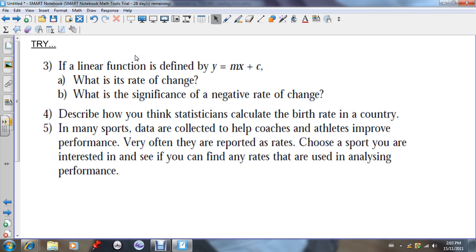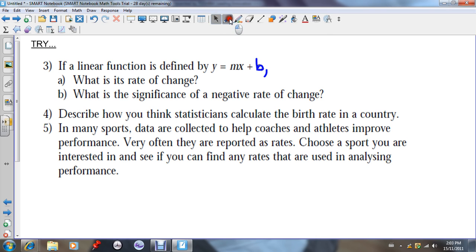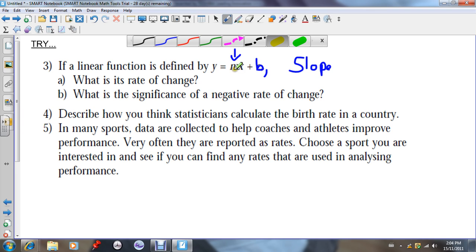Number 3 says if a linear function is defined by y equals mx plus c. Now, we are used to seeing this. We're not used to seeing c. What are we used to seeing? b. Guess what? Same difference. Now, what is the rate of change in this case? Well, I told you in the beginning that what is important here is the slope, right? The slope in this case is denoted by what? m. So, what do you think the rate of change is going to be in this function? You should already have it. It's good old m.